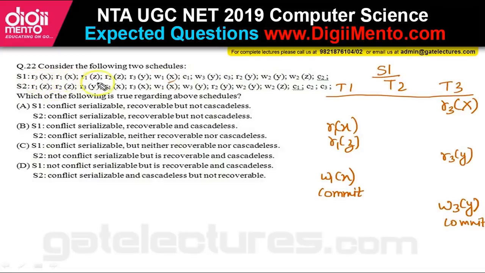Did I leave anything? R2. I think I missed this one, okay. So when it was performed after R1Z, then we perform R2Z, okay. So where was I? C3 was committed, then R2Y. Transaction 2 is performing read operation on Y, then write operation on Y, then write operation on Z, and then it is commit.